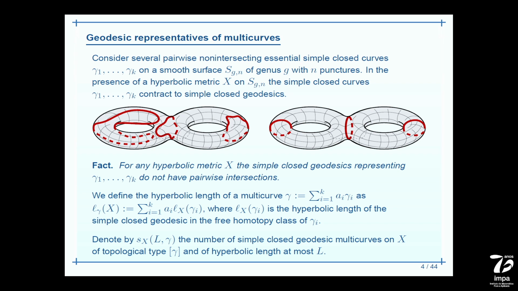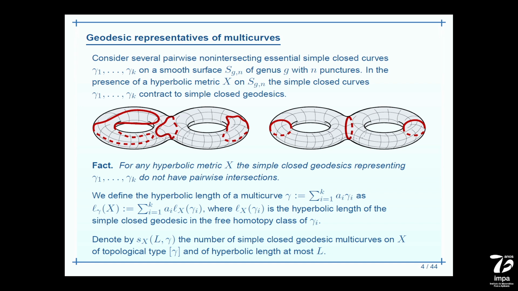Now, a fact from geometry. If you just draw your multi-curve on a surface, where I assume that there are no self-intersections and no intersections between components, this is a topological picture. Now I choose a hyperbolic metric on the surface of genus 2, and I let my curves contract. They would contract to geodesics, and the fact is that the resulting geodesics would be simple. They wouldn't have self-intersections, and different components would not intersect each other.